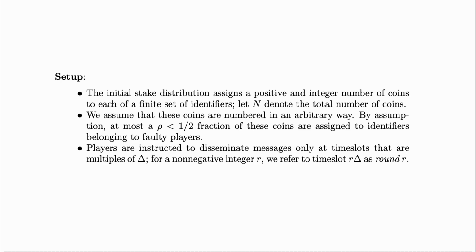Players will be instructed, according to the protocol we're about to define, to disseminate messages only at time slots that are multiples of delta. So we're in the synchronous setting here, and we have this known bound delta on message delay. For a non-negative integer r, we'll refer to time slot r delta as round r. Basically the instructions are going to be divided into rounds, much like in the Lewis-Strong protocol, and we leave a gap of delta between rounds in order for messages to arrive.